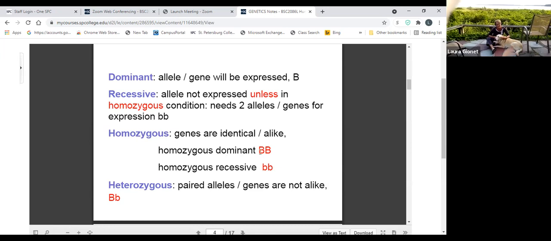So homozygous dominant means two capital letters. Homozygous recessive means two lowercase letters. And heterozygous means essentially it's a combo pack. It's a combination of an uppercase letter and a lowercase letter.